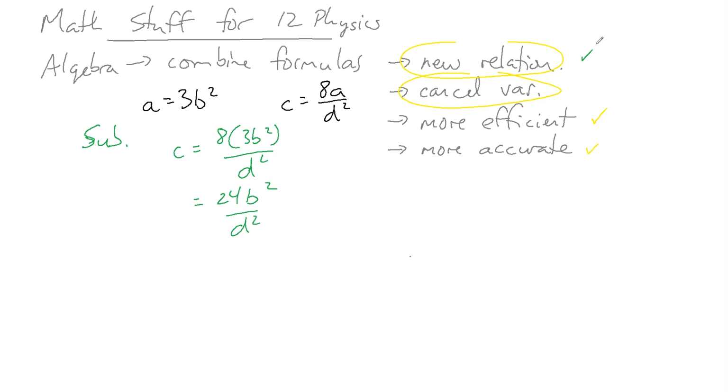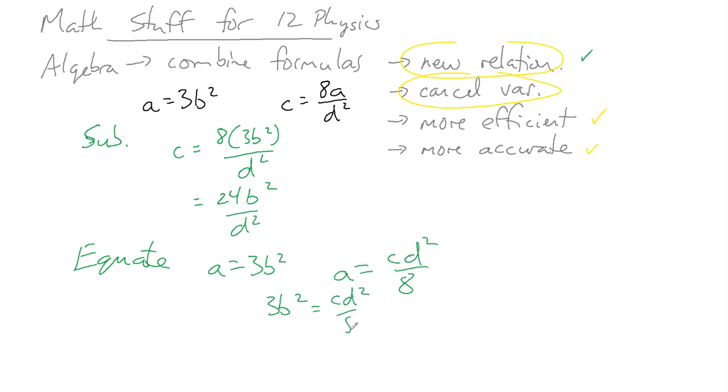Now, of course, another way people often do it is they'll equate them. So you look for a common thing. What do they have in common? The only thing these have in common is a. One is solved for a already, so a is equal to 3b squared. We'd rearrange this one for a, and a would be equal to cd squared over 8. So you find the common variable, solve for it, and then tie the two together. So 3b squared must then be equal to cd squared over 8.